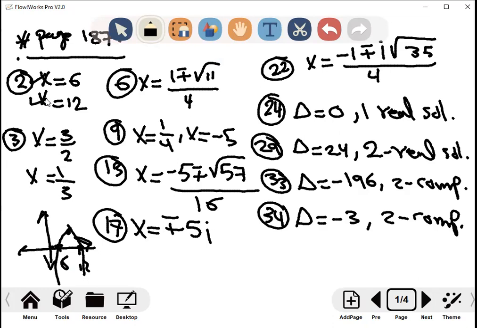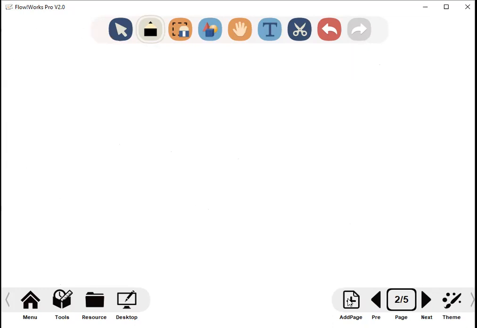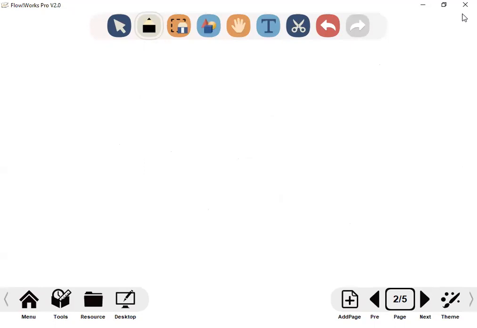Let's take an example. Example 1, page 191. Before that, see the key concept. We have 3 steps. Graph the related function, test a point, shade accordingly. Okay.